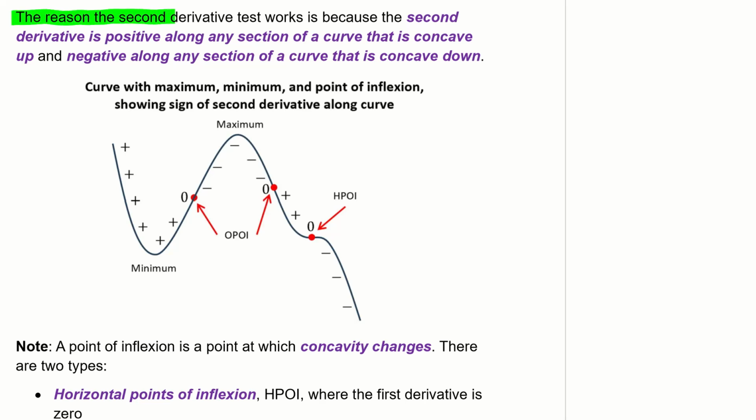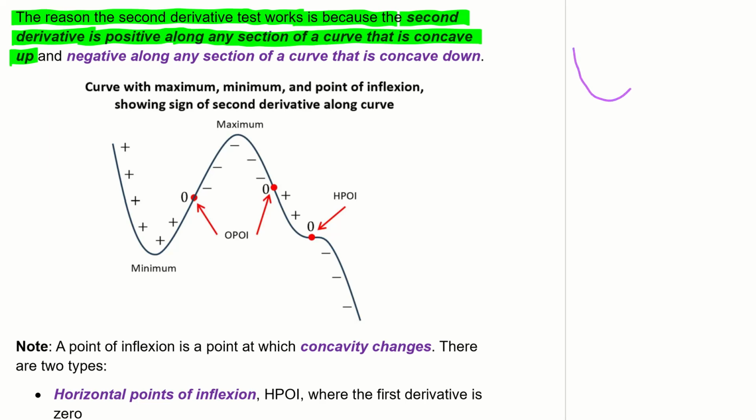The reason the second derivative test works is because the second derivative is positive along any section of a curve that is concave up. And concave up means U-shaped. So it's easy to remember because up starts with a U. And negative along any section of a curve that is concave down. Concave down is going to be sort of N-shaped.